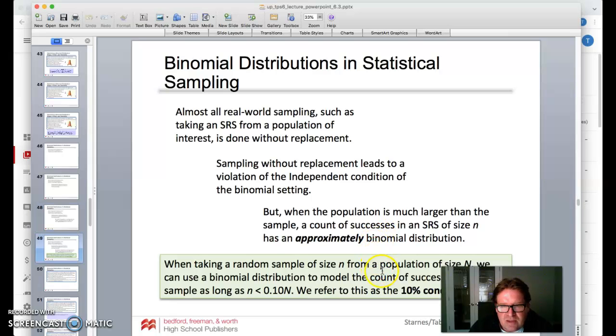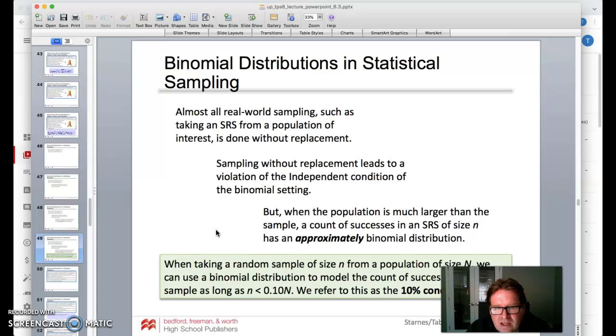So here's what we say. This is the 10% condition. When taking a random sample of size n from a population of size capital N, we can use the binomial distribution to model the count of successes in the sample as long as that sample size n is less than 10% of the population size. So that's why we call it the 10% condition.